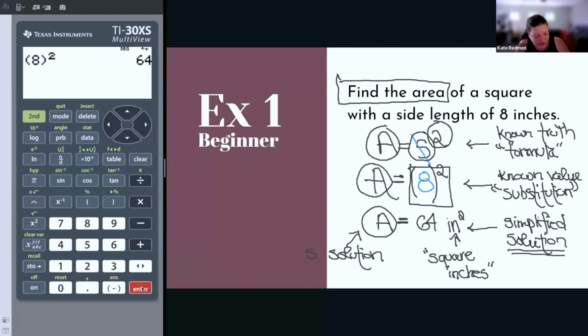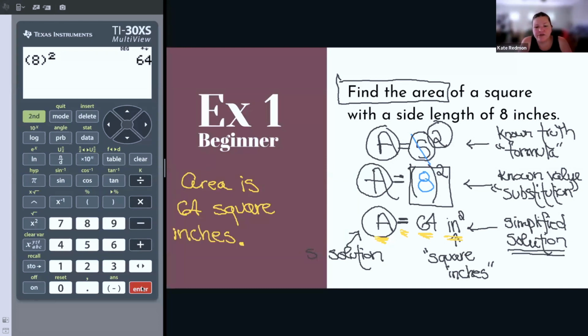So now my answer is an equation. It's a complete math sentence. The area, A, is 64 square inches. You could say it in English, or you can say it in the language of math, like I did. Means the same thing, but I would argue math is superior because I used fewer symbols than you English majors.